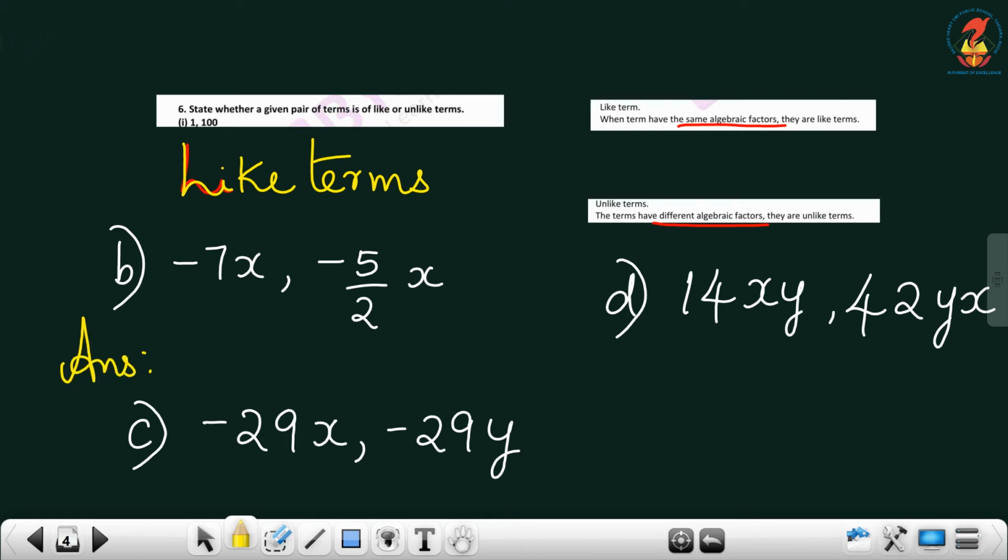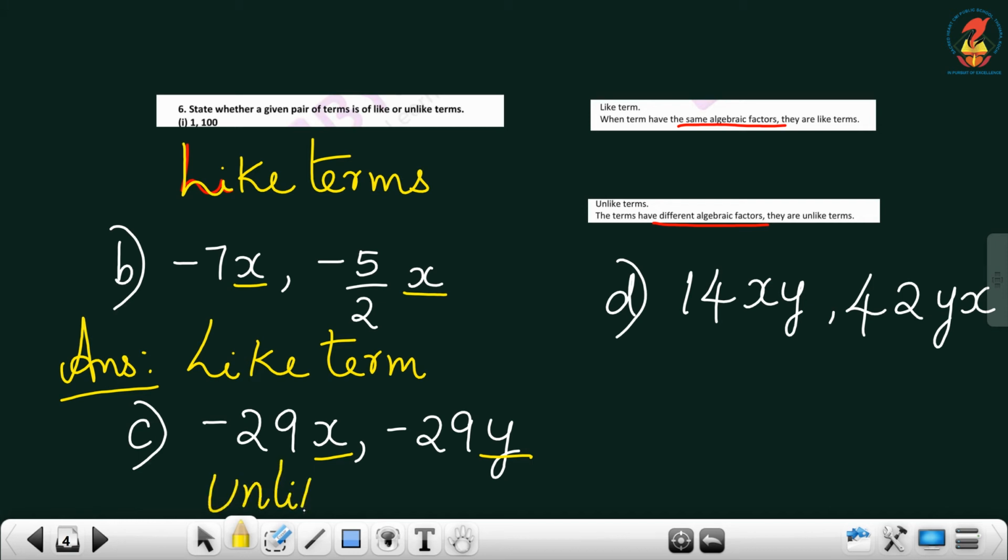Now look at the second question. Negative 7x, negative 5 by 2 x. I already told you, just ignore the numerical part. Look at only the algebraic factor. Here it is x, here it is also x. The algebraic factor is the same. If the algebraic factor is the same, what is the name? Like terms. If the algebraic factor is different, they are unlike terms. Now look at the third question. Here the algebraic factor is x, here the algebraic factor is y. Both are different. So like or unlike? They are unlike terms.